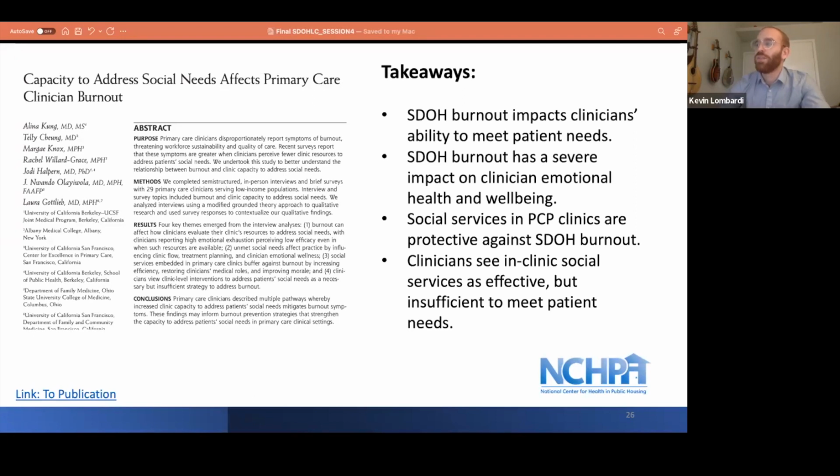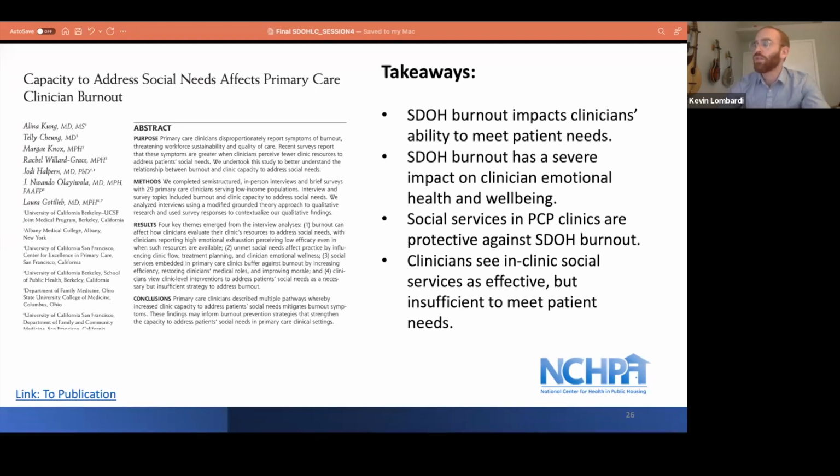SDOH burnout has severe impact on clinical emotional health and well-being. Unmet social needs affect practice by influencing clinic flow, treatment planning, and clinician emotional wellness. As many of you may have experienced in your own practice and clinical careers, or in your work at health centers in non-clinical positions, burnout has a very real effect on how we do our job and can be very impactful in our own mental health, our private lives as well.